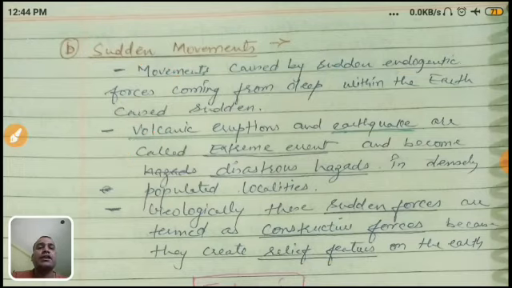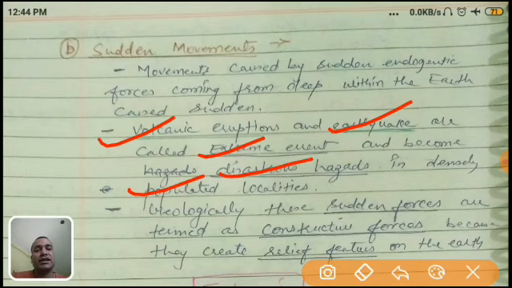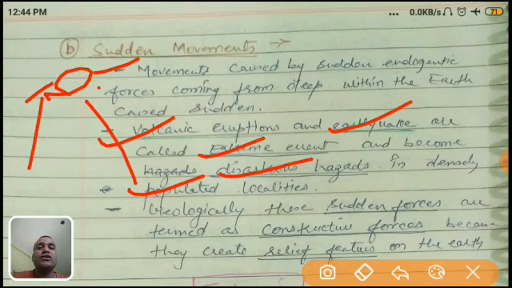Volcanic eruption and earthquake are called extreme events, and they become disastrous hazards in densely populated regions. You will also study volcanoes and earthquakes in detail in further chapters, but for now you know in short, volcanoes and earthquakes are the shaking of the earth. So these two are very disastrous hazards where the population is very high.